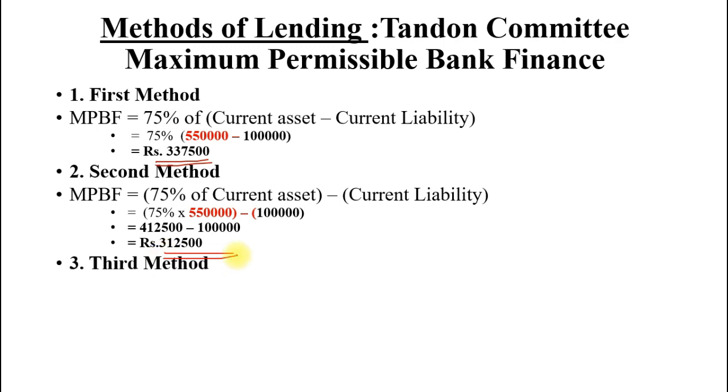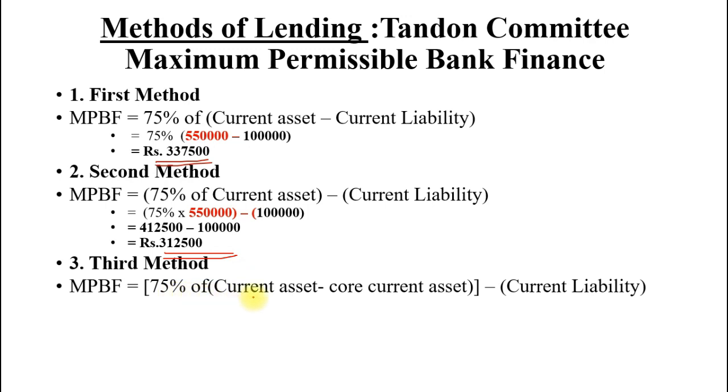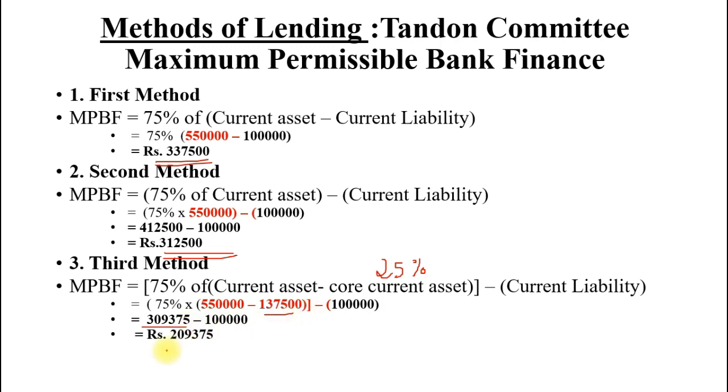And the third method is 75% of current assets minus core current assets, which is 25% of current assets, minus current liabilities. So 5,50,000 into 25% gives the core current asset value, which comes to 1,37,500. After subtracting, whatever value you get, you take 75% of it, which comes to 3,09,375. That minus your current liability of 1 lakh will give you your third answer, which is 2,09,375.